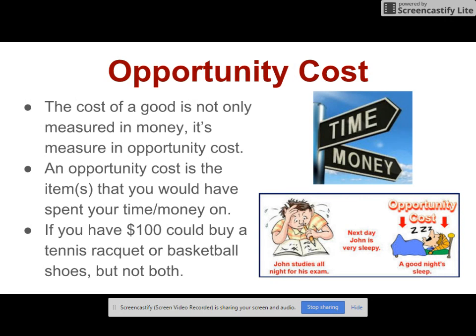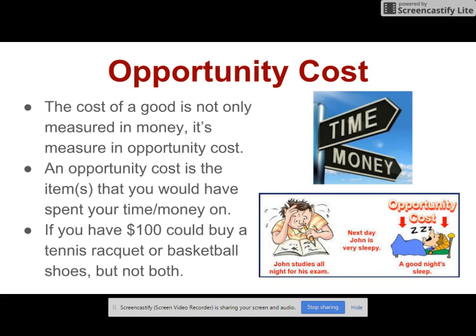This decision brings about opportunity cost. The cost of a good is not just measured in money. It's measured in this opportunity cost, because for everything that we buy, there's something that we can't buy. And that's what your opportunity cost is. If you spend $100 on an item, your opportunity cost is anything else that you might have spent that $100 on. It's your second choice.